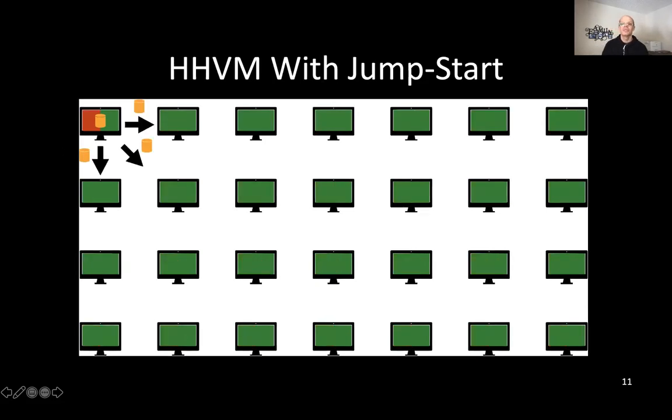With Jumpstart, this profiling only happens in a small fraction of the fleet that collects the profile data, and then this data is spread across the entire fleet so that the majority of the servers can optimize code right from the beginning and then reach a much higher throughput much more quickly.